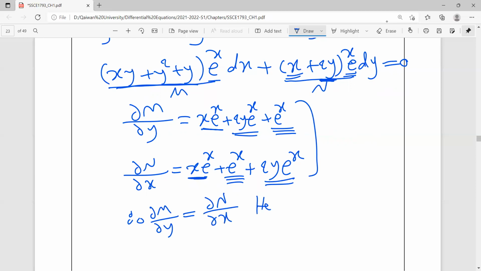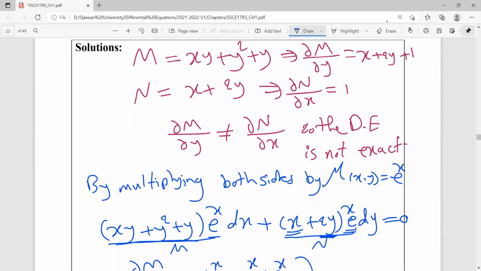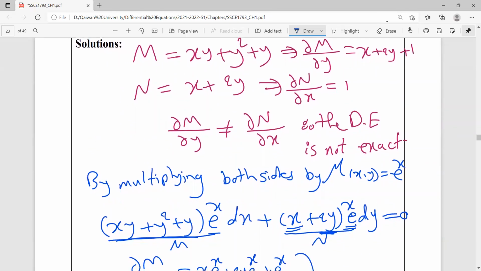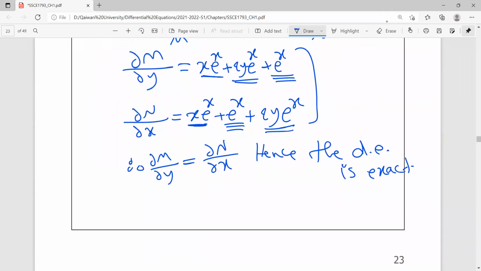Hence, the differential equation is exact. As you see, before, the differential equation is not exact. After multiplying both sides by that integrating factor, it becomes exact. And now in step 2, what do we do?